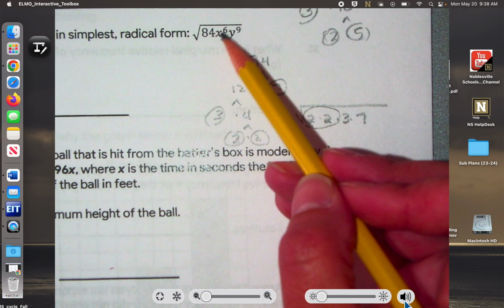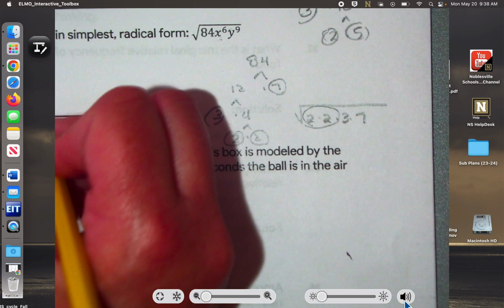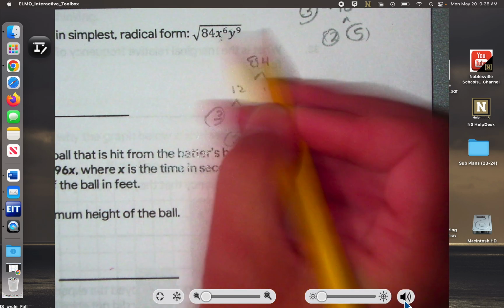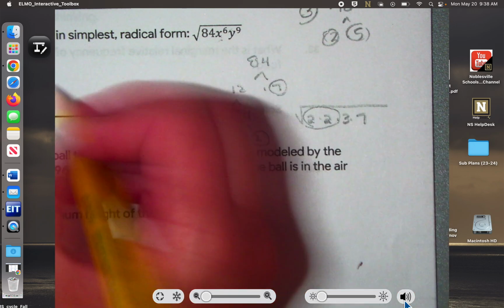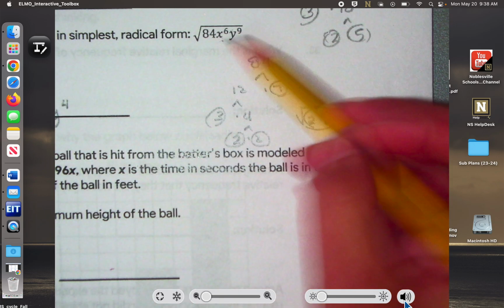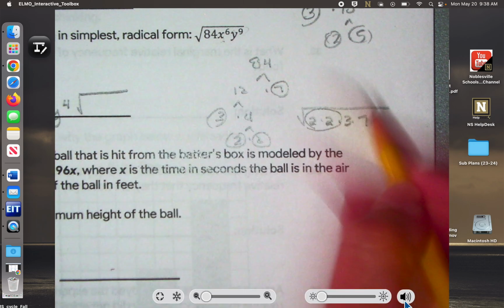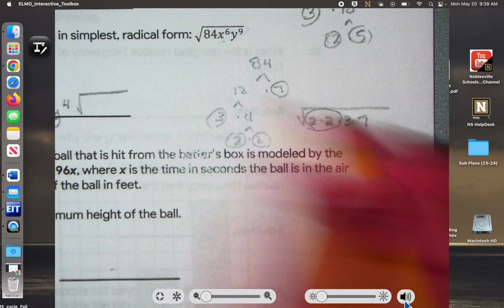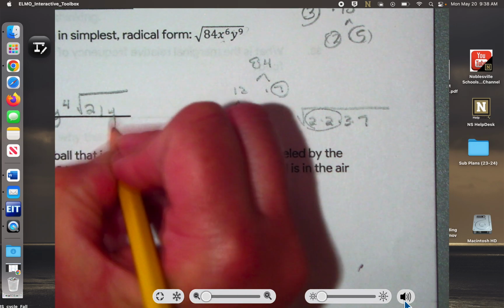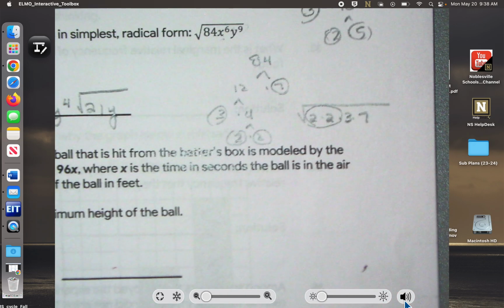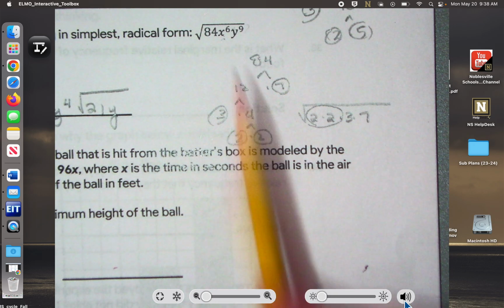Remember, I'm looking for pairs. So how many pairs of 6's do I have? Well, I have 3 pairs of 6's, 3 pairs of x's. And then how many pairs of y's? I have 4 pairs of y's. But then I have a single y hanging out by itself. So I'm going to have this 21 from the 7 times 3, and then I have that y that didn't have a buddy. So that would be the simplest radical form of that value.